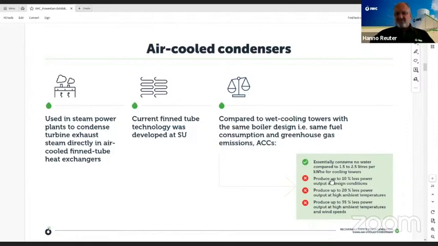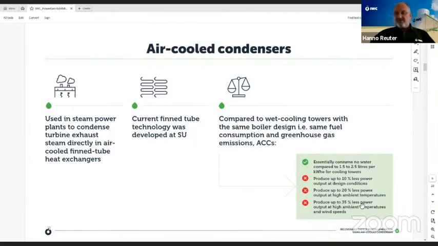The drawback, of course, is that the plant efficiency and output is significantly less. It depends on the design, but I've encountered that it produces up to 10% less power output at design conditions than a wet cooled plant. At high ambient temperatures, this goes up to 20%, which is significant. That means for the same fuel combustion and the same emissions, you're getting between 10 and 20% less power output out of a dry cooled plant.